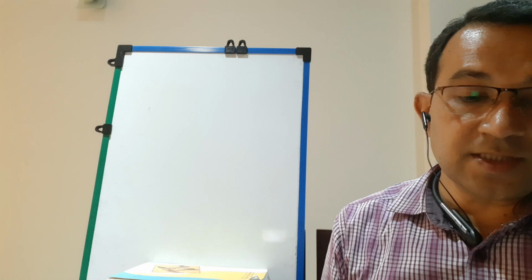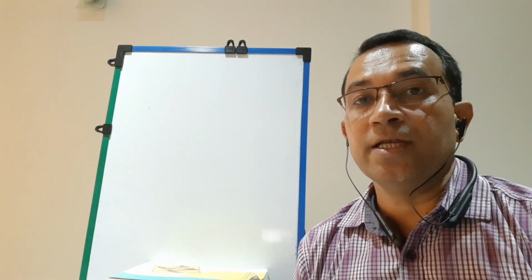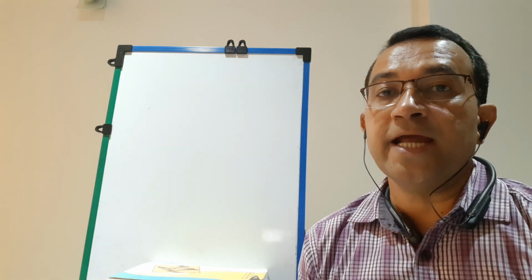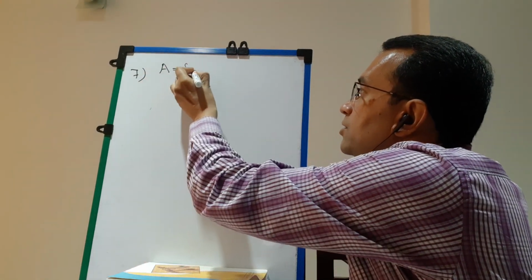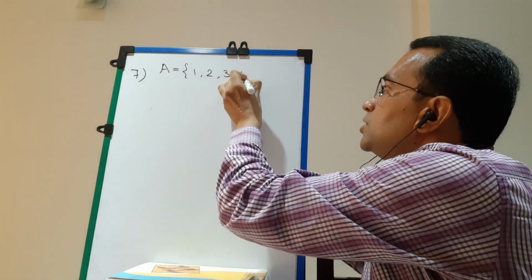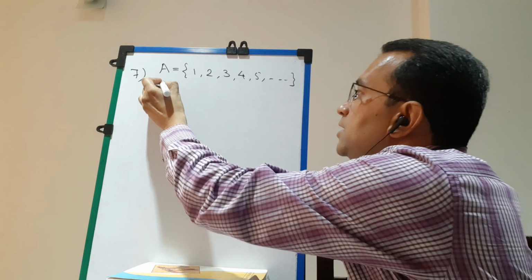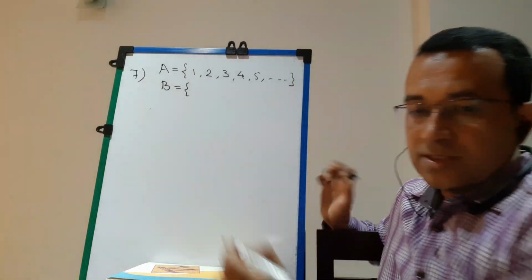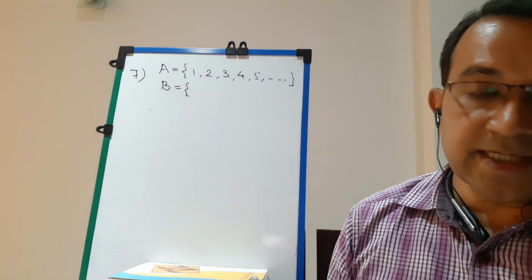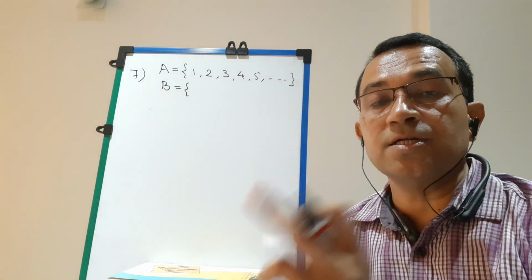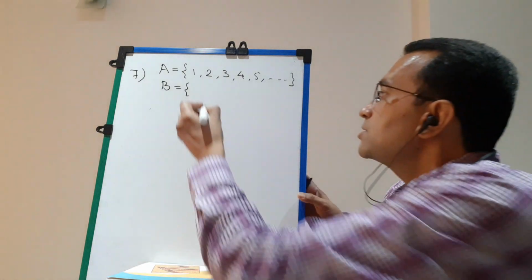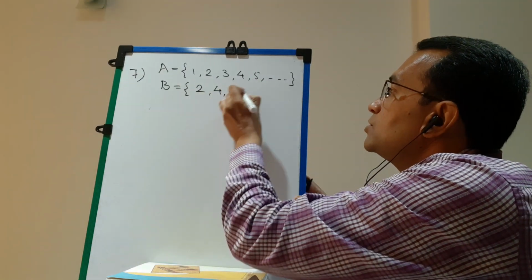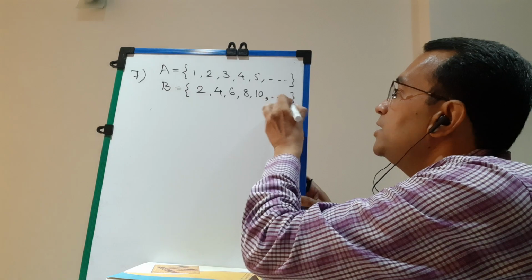A is equal to {x such that x is a natural number}. Now students, the set of natural numbers starts from 1. So 7th question, set A is set of natural numbers, so 1, 2, 3, 4, 5, 6 up to infinity. B is equal to {x such that x is an even natural number}, students. Even natural number starts from 2. So this is 2, 4, 6, 8, 10, 12 and onwards.